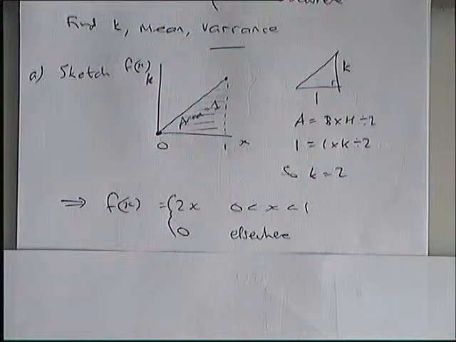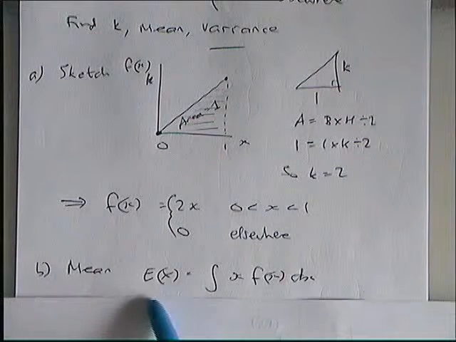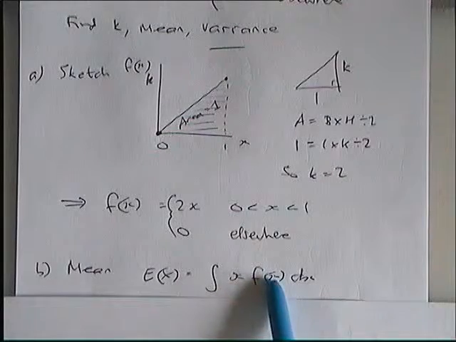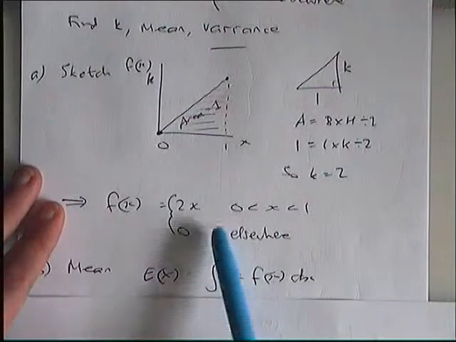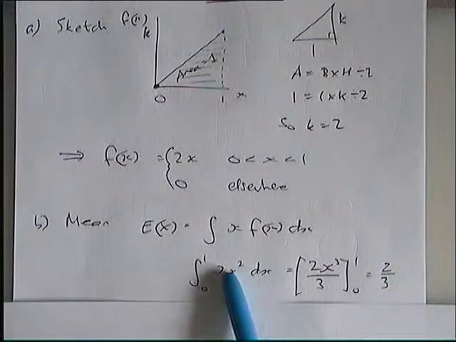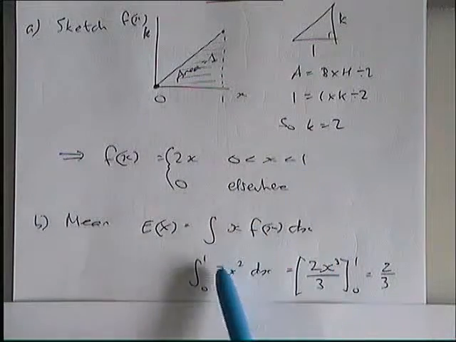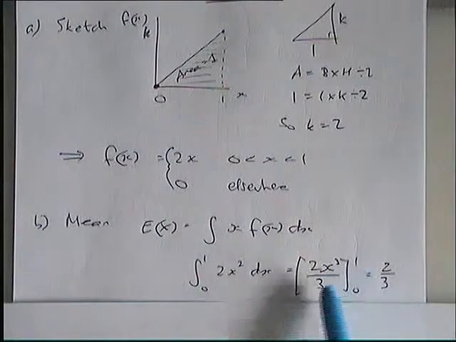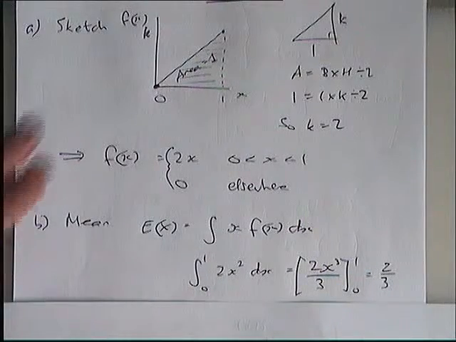So to find the mean, which was the next bit, or the expectation of x, we integrate our function times by x. So if I times that by x, I get 2x squared. And I'm integrating that between the limits that are provided in this question. I do my integral, I stick my limits in, and I get my answer.